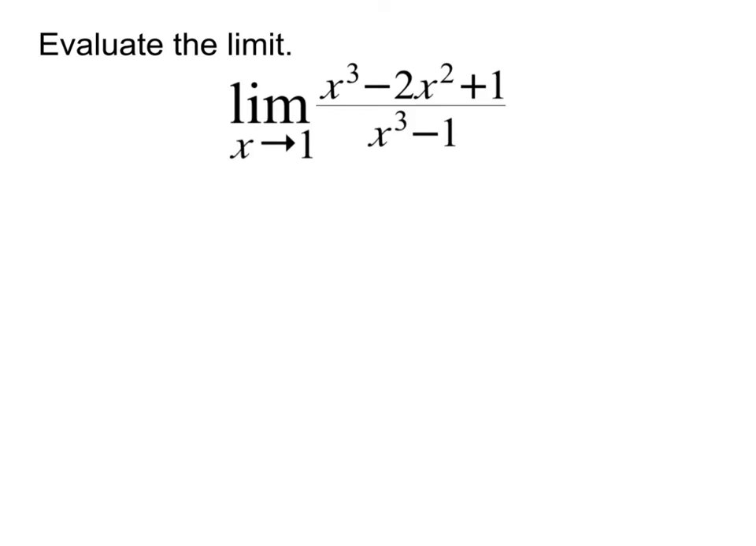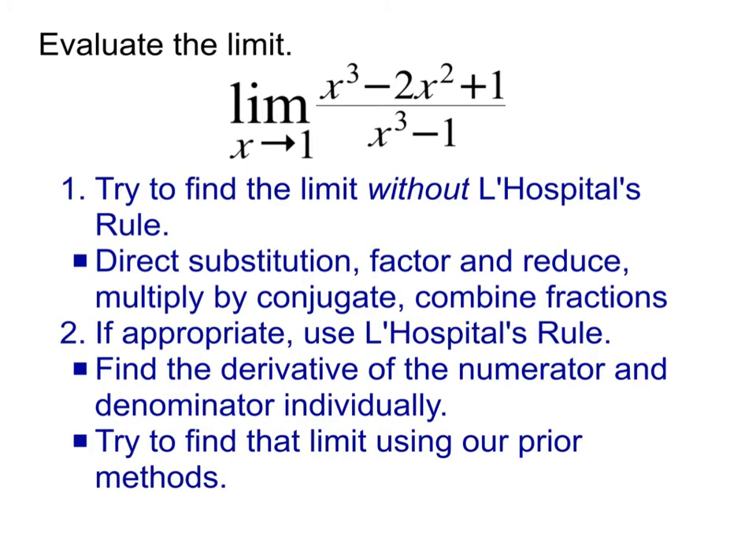So, when approaching a problem like this, the first thing we need to do is try to find the limit without using L'Hopital's rule. We're still doing it the same way that we've done it in the past. So, we would try with direct substitution. If I plug in 1 for x, what do I get on the top? 0. If I take the 1 and plug it in on the bottom, what's that give me? 0. So already that rules out direct substitution. I can't use direct substitution on this.